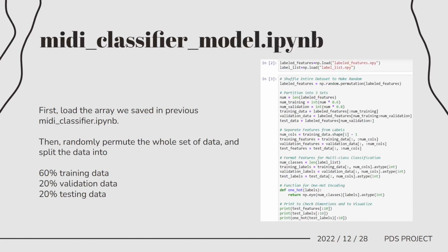Okay, I'm Taipei Rong and I will continue with the MIDI classifier model file. First we will load the array we saved in the previous file, which is the MIDI classifier file. Then we randomly permute the whole set of data and split it into training data, validation data, and testing data, which is 60% for training, 20% for validation, and 20% for testing.